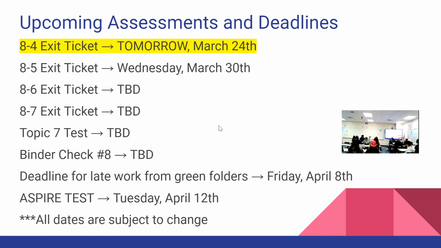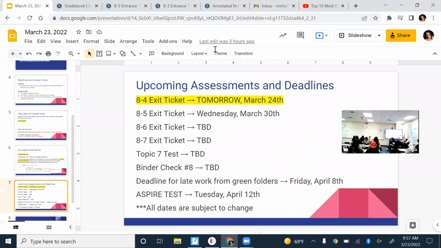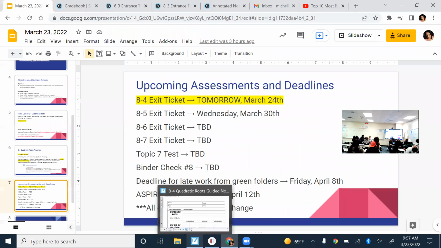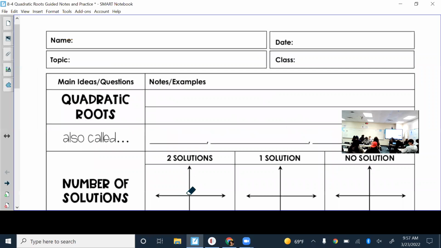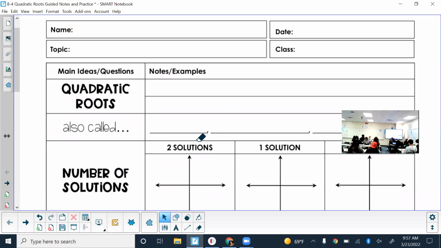So you can expect the exit ticket for this to be tomorrow, and you'll use your notes on it like you always do. And it will be in the lockdown browser again, so just be patient with it. We'll just see if it works. All right, so now on to the notes.